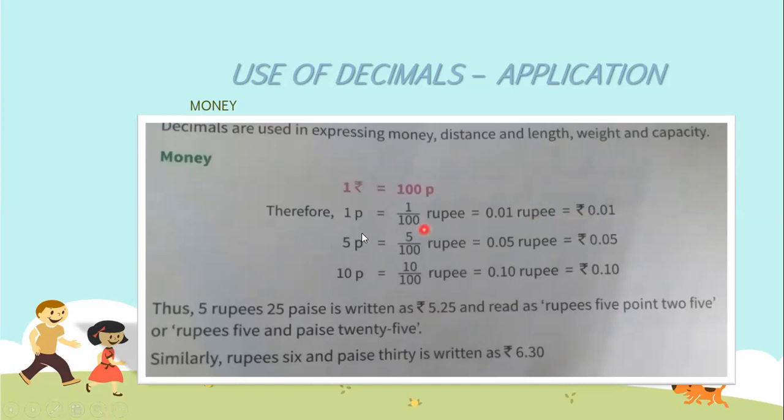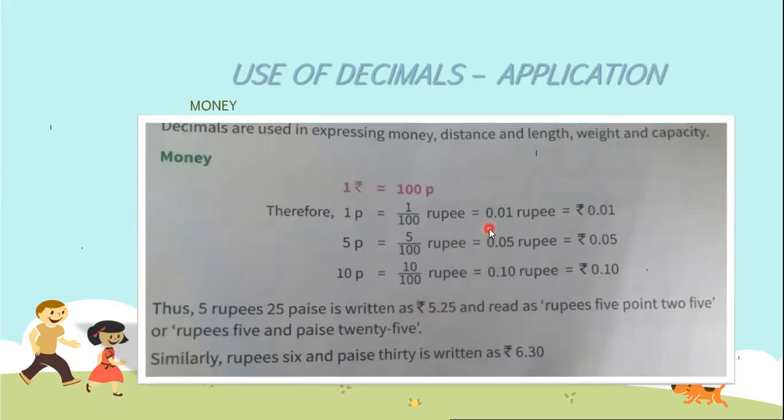So in the symbol we write like this. Next, 5 paisa means 5 by 100 rupee, 0.05 rupee. Next, 10 paisa means 10 by 100, so we write 0.10 rupee like this. Thus 5 rupees 25 paisa is written as rupees 5.25 and read as rupees 5.25 or rupees 5 and paisa 25. You can read this number as 5 rupees 25 paisa, or in such a way also you can read. Similarly, rupees 6 and paisa 30 is written as rupees 6.30. So in this way we will use it.